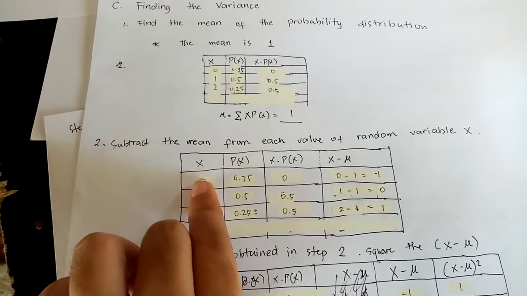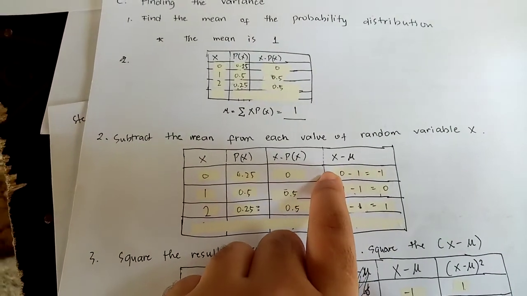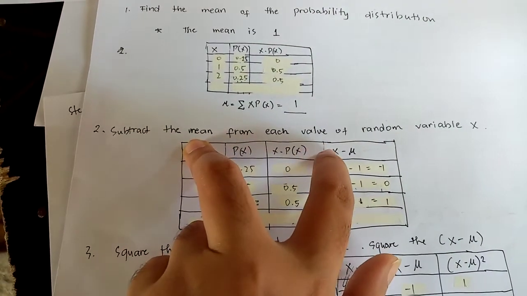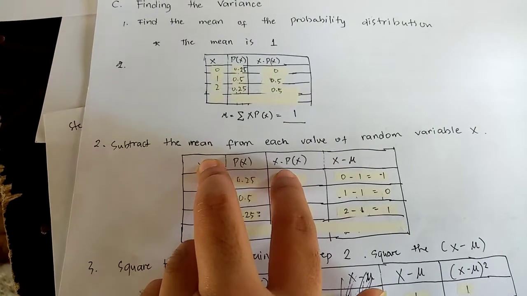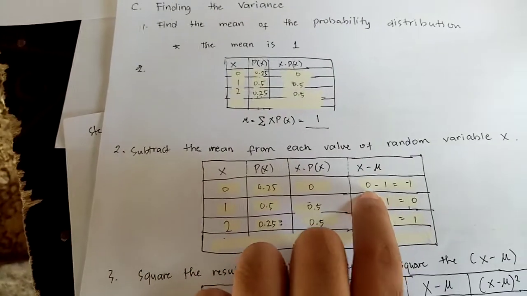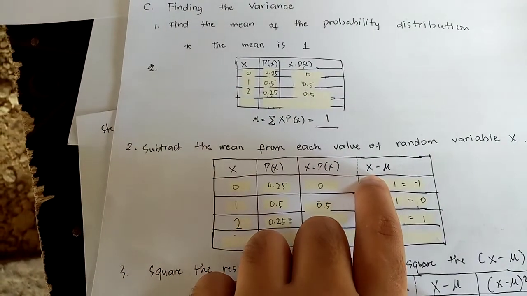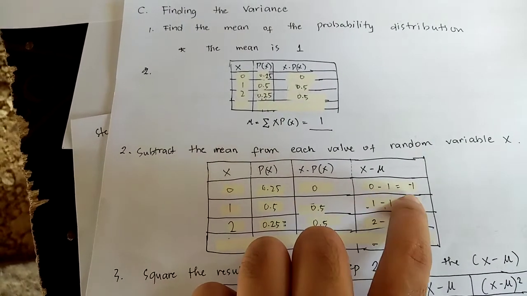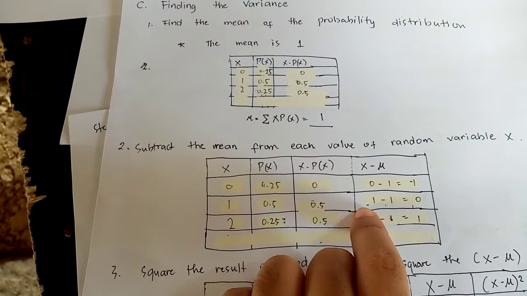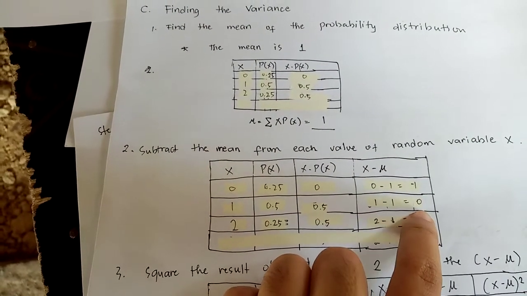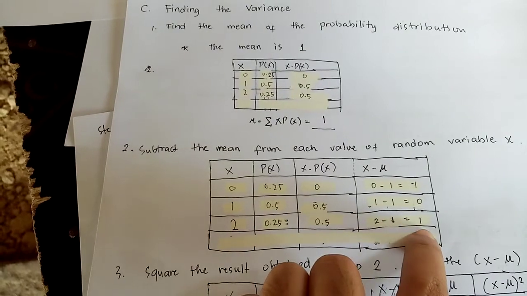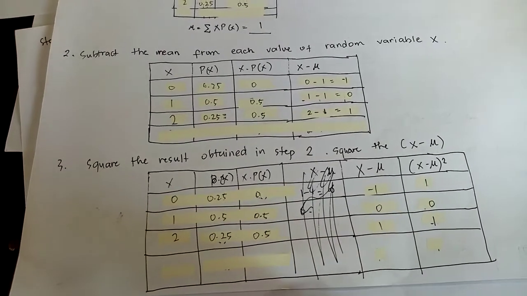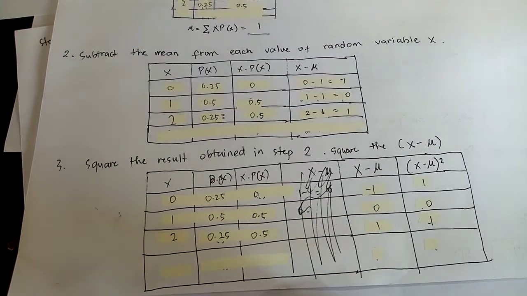So, ito po yung kaninang table. Ito naman. So, sabi daw, isa-subtract lang yung mean from the random variable x. So, which is the random variable x is 0 minus, ang mean natin is 1. So, 0 minus 1 is equal to negative 1. 1 minus 1 is equal to 0. 2 minus 1 is equal to 1. So, next step is square the result obtained in step 2.